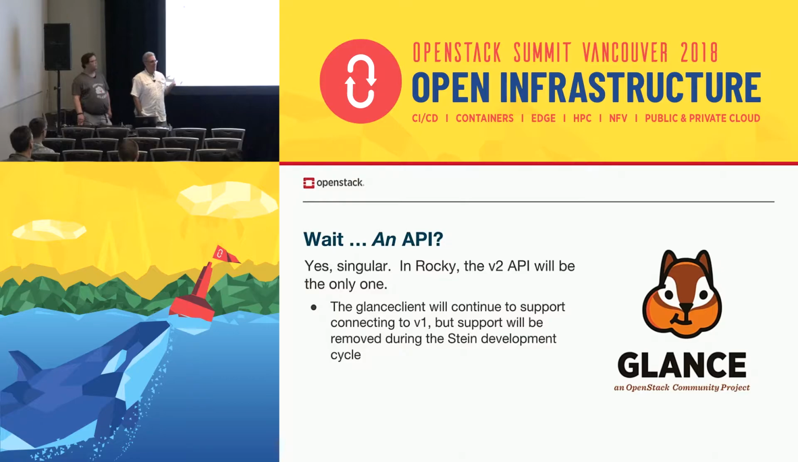And just one thing about the API, because you may be familiar with using Glance version 2. In Rocky, there will be no other choice than to use Glance version 2. We're finally removing version 1. The Glance client is going to continue to support version 1 through Rocky, but in the S cycle, version 1 support is going to be removed from the Glance client also.